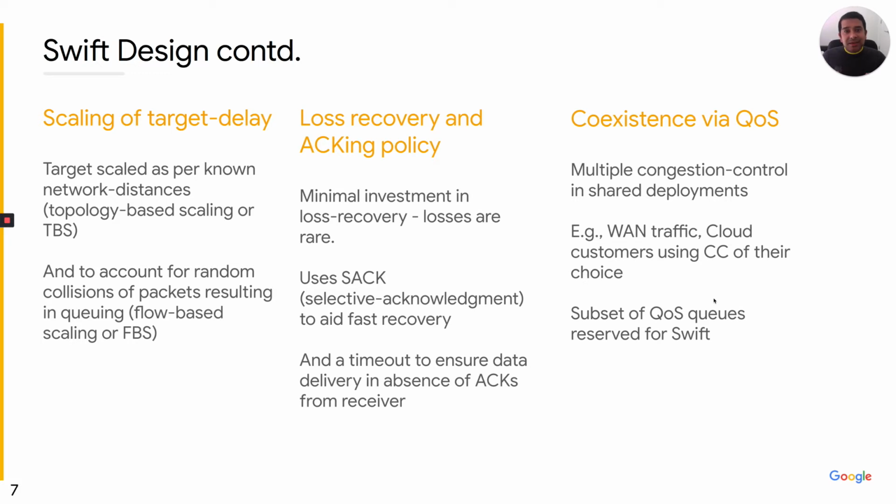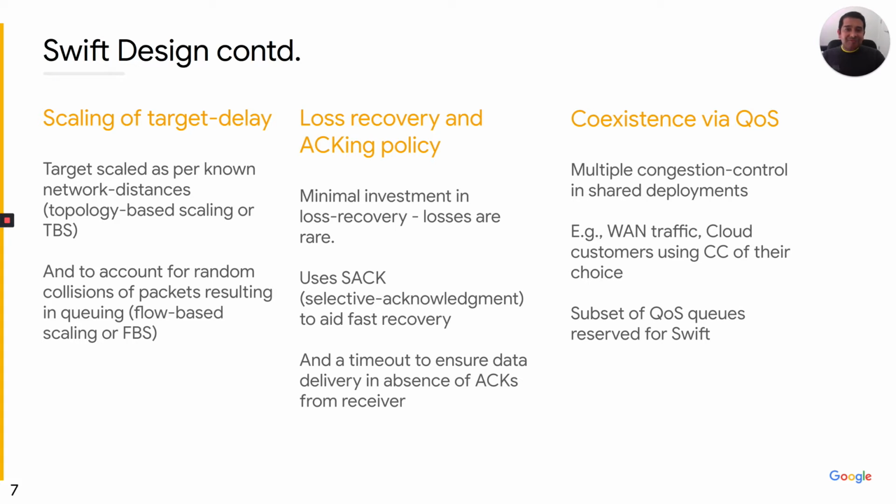Next, the target delay used in Swift is not static. We scale it dynamically based on topology because network distances are well known in the data center, and this provides RTT fairness. Additionally, we also do flow-based scaling of the target delay. The details are in the paper, but the idea here is that we need to account for queuing that occurs because of chance collisions. And to handle that, what we do is we provide a slightly higher target to smaller flows. And this part of Swift's design helps with both fairness and convergence.